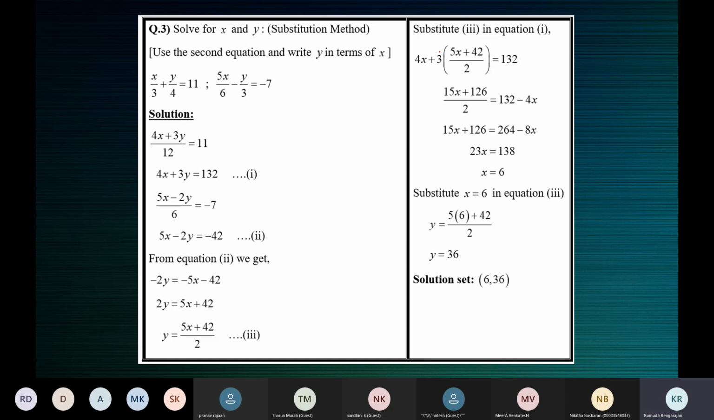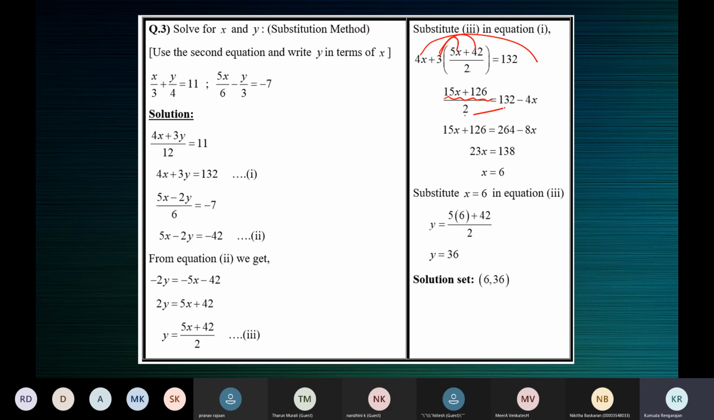So what is it here? 3 into 5x, 15x. I've transposed this 4x. 132 minus 4x. I've taken the 4x to the other side. And here you will have 3 into 5x is 15x. 3 into 42 is 126 divided by 2 is equal to 132 minus 4x. I've multiplied 3 with 5x and 3 with 42. And this is what you see here, divided by 2. And then this is transposed, 132 minus 4x.